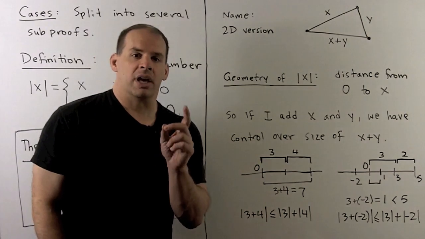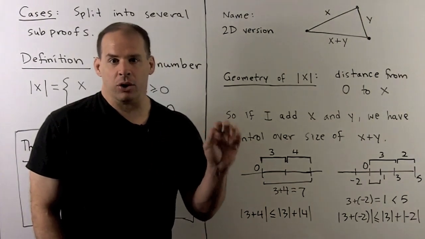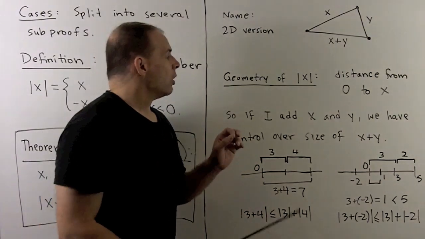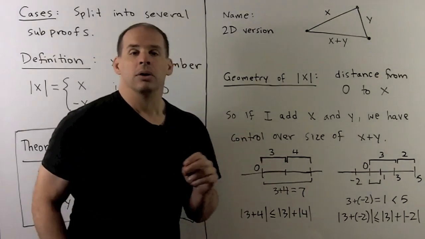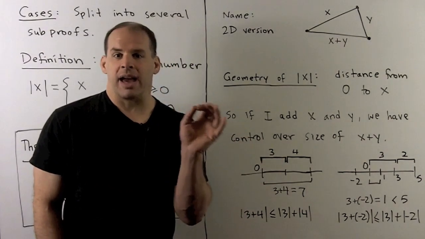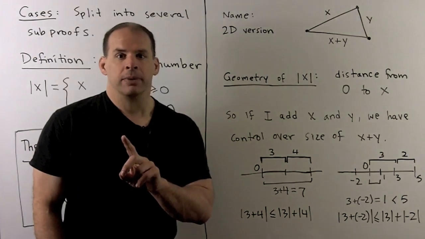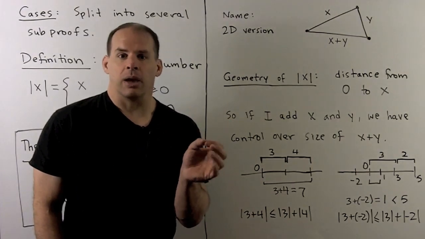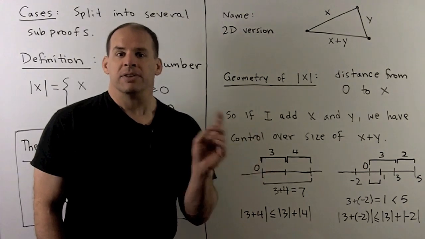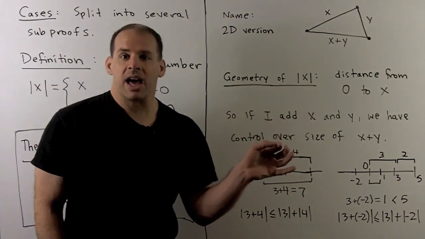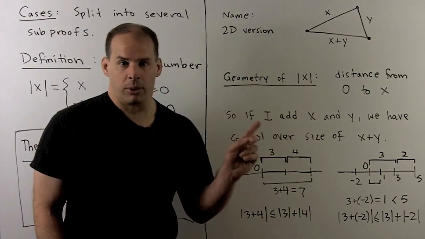Now, what does the geometry of the absolute value of x look like? Well, all we're doing here for the real number x, when we take the absolute value, we're just taking the distance from 0 to x. So if x is positive, okay, we're just taking the number itself. If it's negative, we throw away the minus sign, then we're just getting a positive number back.